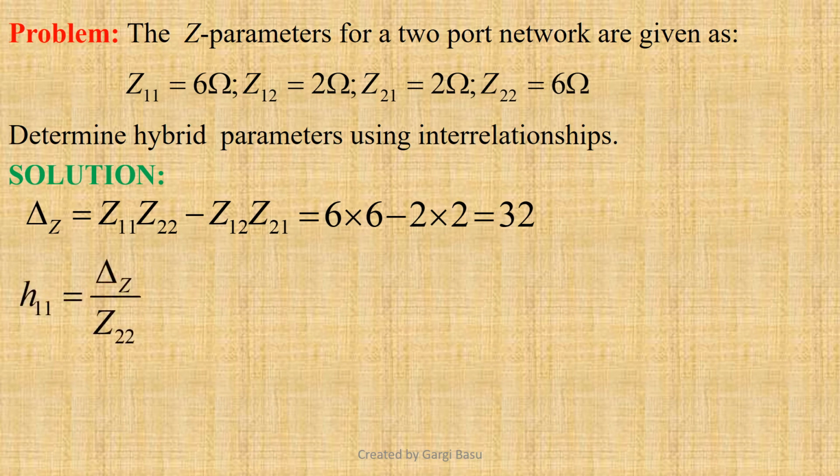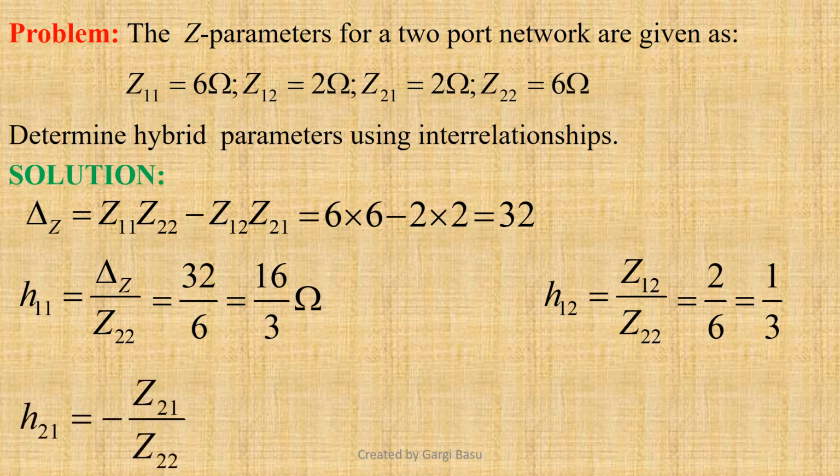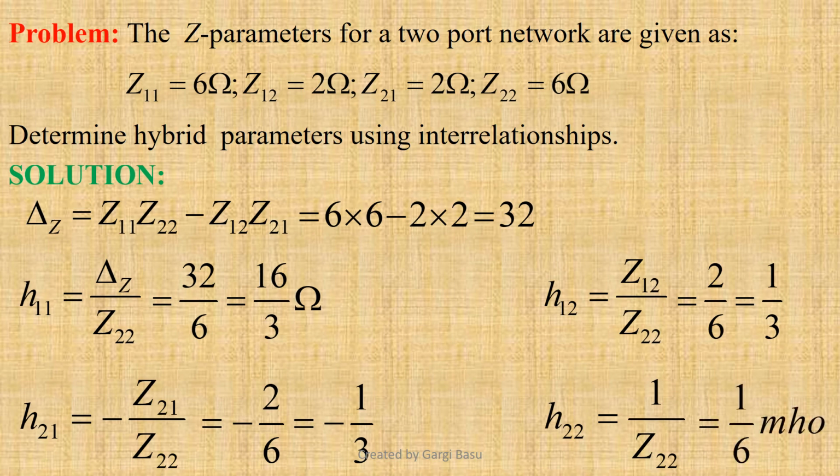Now let us use the interrelationships. H11 = delta Z/Z22 = 32/6 = 16/3 ohm. H12 = Z12/Z22 = 2/6 = 1/3. H21 = -Z21/Z22 = -2/6 = -1/3. H22 = 1/Z22 = 1/6 mho.